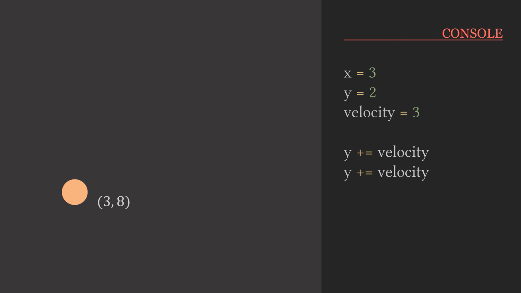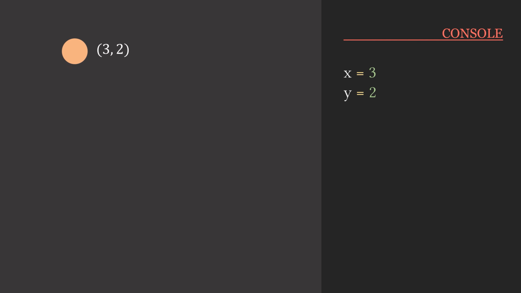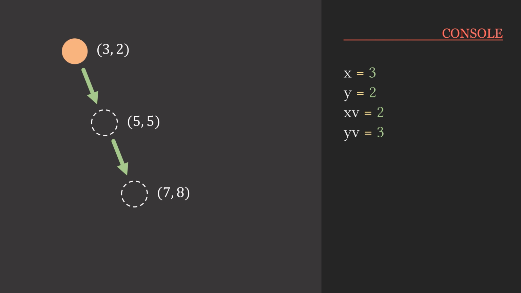But now we want our circle to move diagonally. And since we want the circle to move down a little more than to the right, we now need 2 velocities. One velocity for the x-axis and one for the y-axis. Then we can change our circle's x by the x velocity and y by the y velocity.